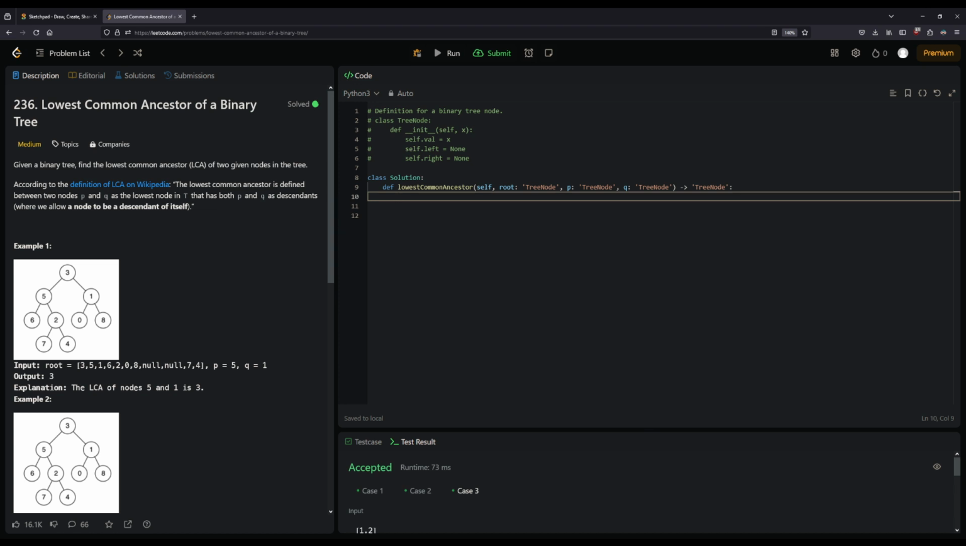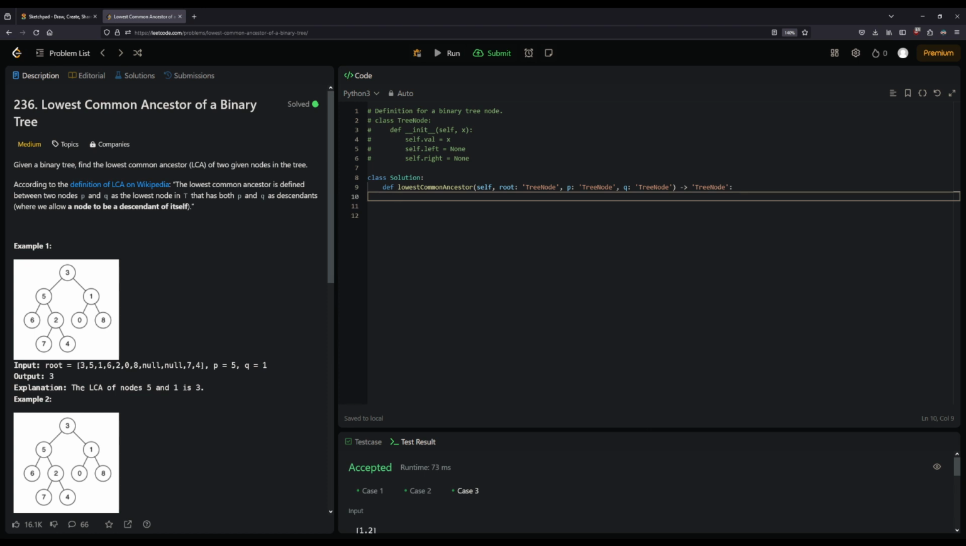And the definition of the lowest common ancestor between two nodes, P and Q, is the lowest node in your tree that has both P and Q as descendants. And we allow a node to be a descendant of itself, and this is an important distinction to keep in mind. So as we look at this problem statement, there's a couple key pieces of information to think about.